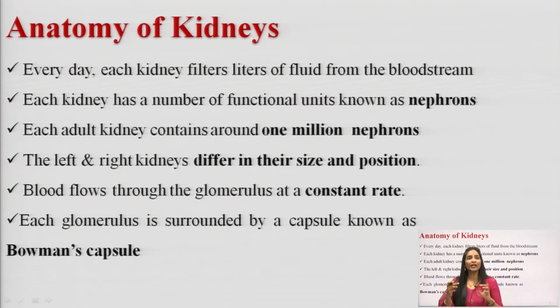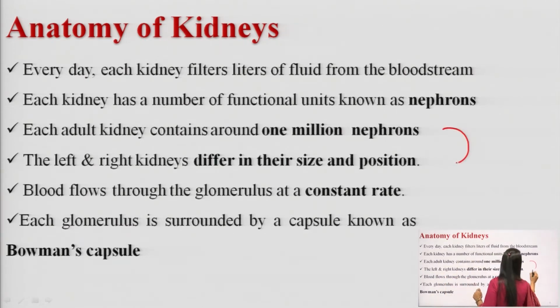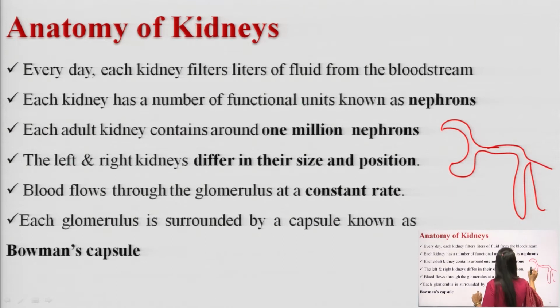Okay. So, here the blood flows through the glomerulus at a constant rate. So, this is a glomerulus, where the mesh-like structure will be present, and it is surrounded by a capsule, this is the Bowman's capsule.